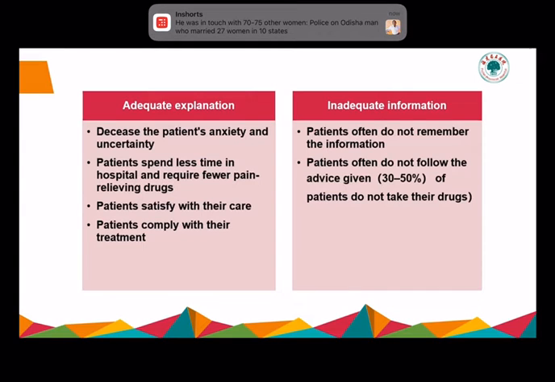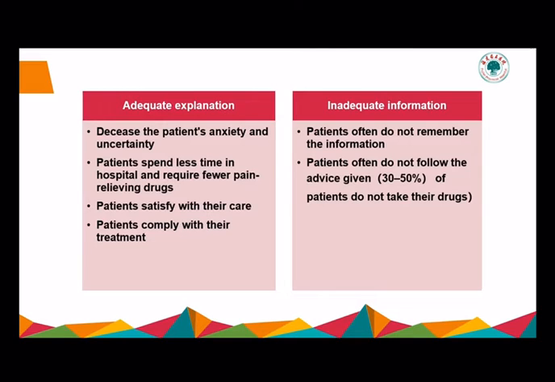But if you give inadequate information to the patients, what happens? Some research finds that if the doctors give patients inadequate information, patients often do not remember the information. And if the patients get inadequate information, maybe they do not follow the advice given. Researchers find that maybe 30% to 50% of patients do not take their drugs.